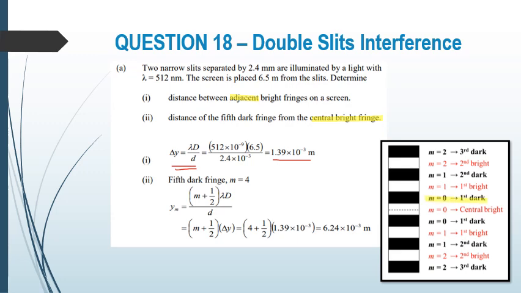Second dark is the first order dark fringe. Third dark is the second order dark fringe. So when you have a fifth dark, what does it mean? Fifth dark fringe is not fifth order dark. That is what you have to know. When it comes to fifth dark, it equals fourth order.